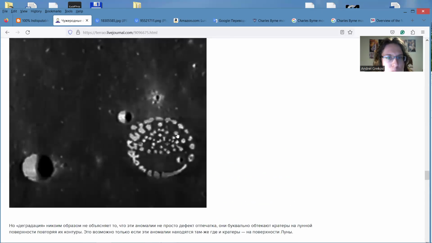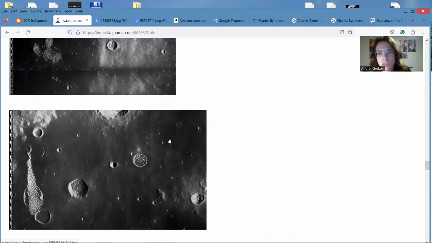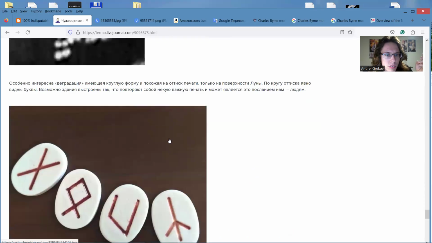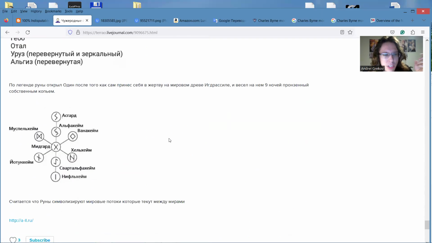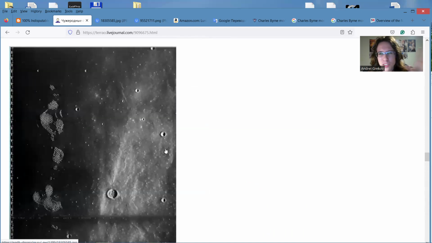He noticed that they repeat the contours of the moon craters, which is strange. It wouldn't happen with defects, right? Okay. He has his own explanations too. He's into runes, or some weird ancient symbols.